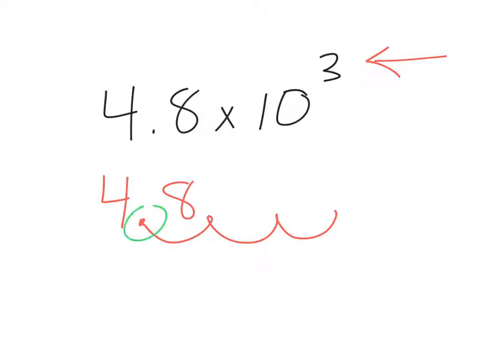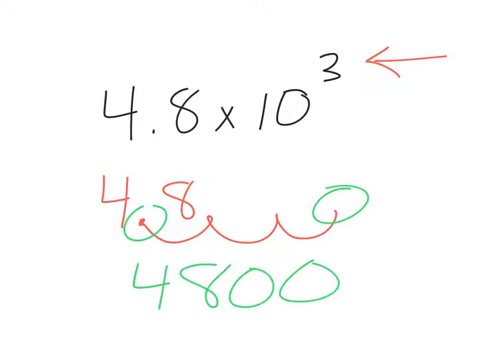Remember, I've moved my decimal from here to now here, and that decimal is assumed to be down there at the end. When it ends up at the end, we don't have to write it, so that just turns it into 4,800. Even when I have a negative exponent, that just means to move it in that direction.